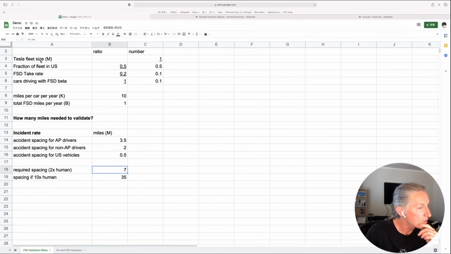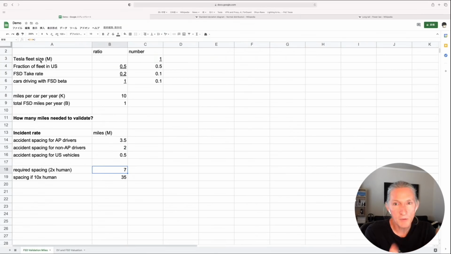Now, of course, if FSD drives 7 million miles and we don't have an accident, it could be a coincidence, because normally you only expect an incident every 3.5 million miles. So you've got to drive more than 7 million miles. I looked at the math for this, and depending on how much confidence you want in making a statement, you need more miles, because the spacing is going to vary randomly, and if you only have 3 or 4 examples, there's a small possibility that it was just a fluke.